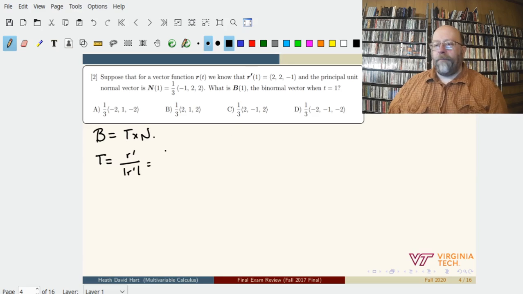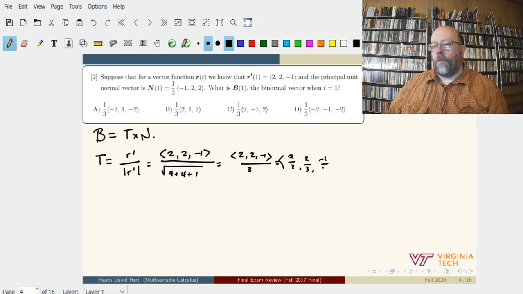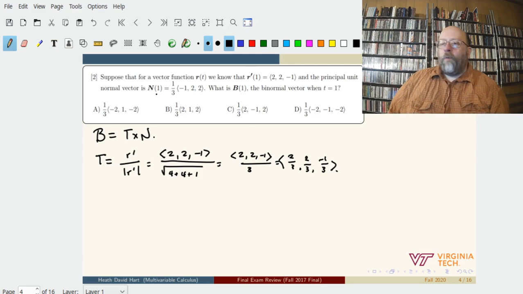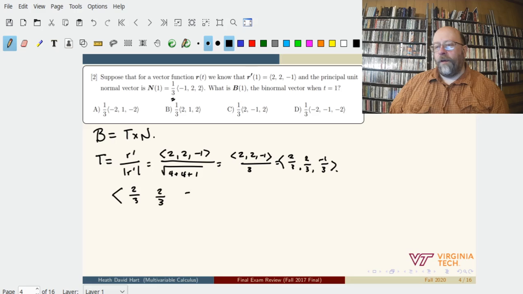And we know that t is r prime over the magnitude of r prime. So they gave us r prime, which is 2, 2, negative 1. We can figure out what the magnitude of that is. That will be 2 squared is 4, plus 2 squared is 4, plus 1. Well, that's the square root of 9, which is 3. So that's 2/3, 2/3, and negative 1/3. Well, we also have this normal vector, which is negative 1/3, 2/3, and 2/3. They give us the 1/3 out in front. So the tangent vector is 2/3, 2/3, negative 1/3. The normal vector is negative 1/3, 2/3, and 2/3.